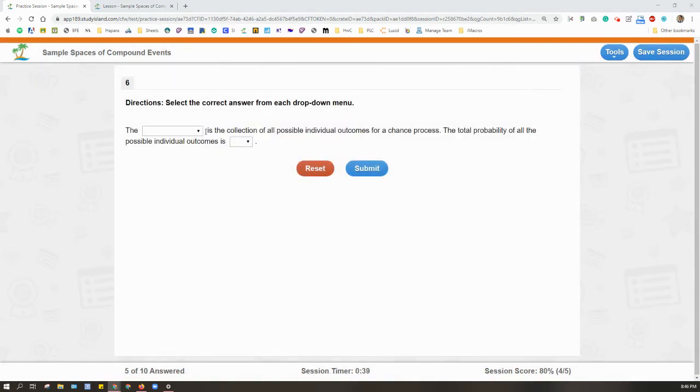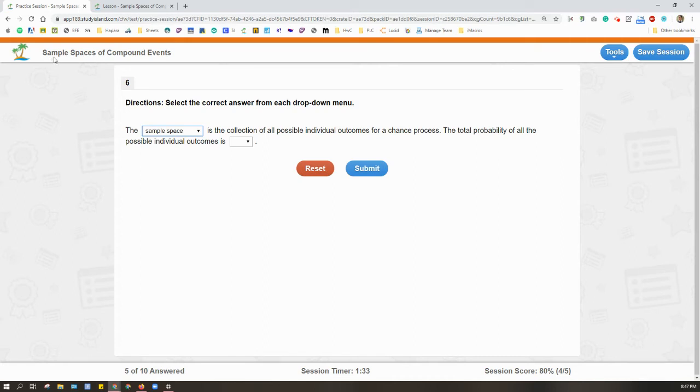Number 6, the blank is the collection of all possible individual outcomes for a chance process. The total probability of all the possible individual outcomes is blank. So the sample space is the collection of all the possible outcomes. Our other choices besides sample space are probability model, relative frequency, and probability. Those are not what we're looking for.